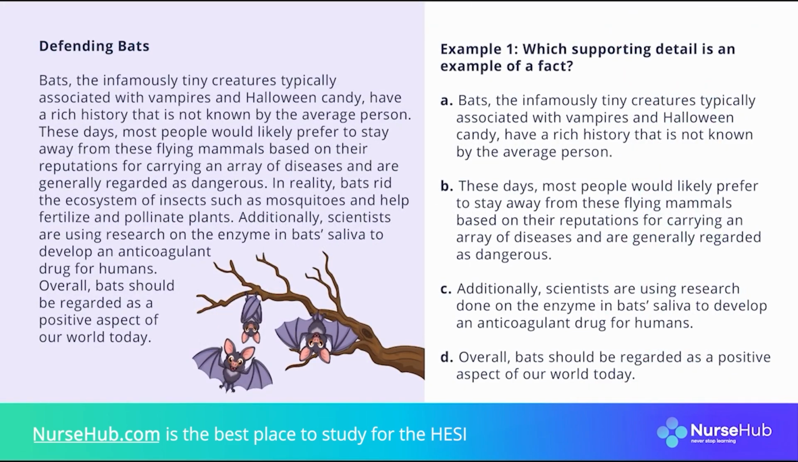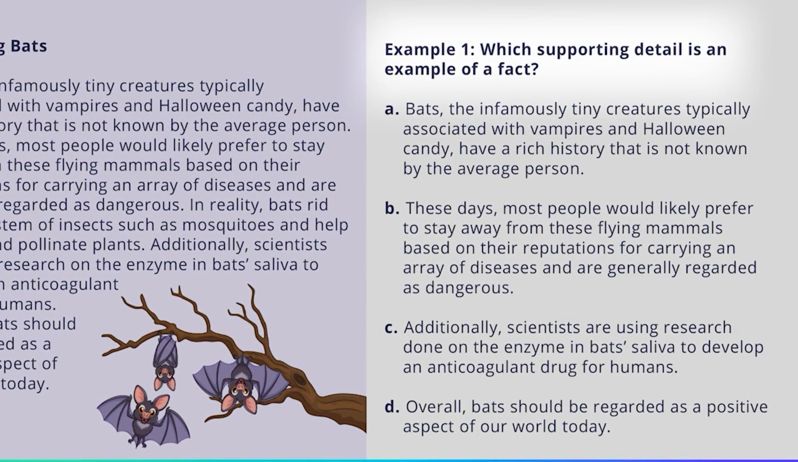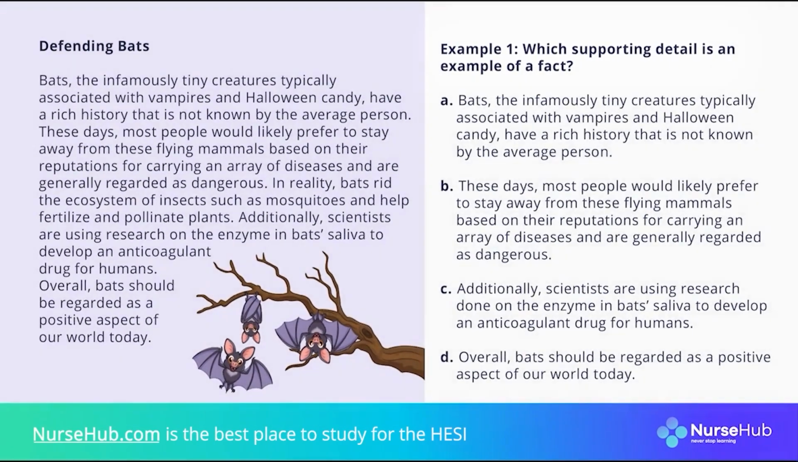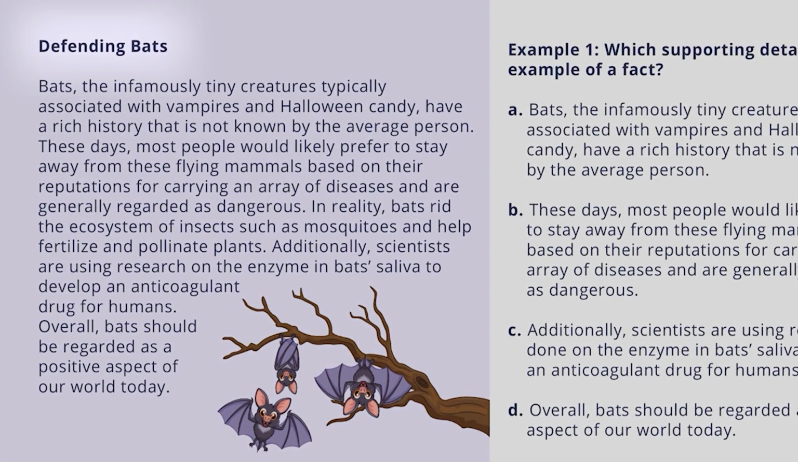Okay, so let's dive into an example that's a little bit more lengthy. What we're going to do is start by reading our question. So our question is, which supporting detail is an example of a fact? So what we're going to do is read through this paragraph. We're going to think about which details are facts, which details are opinions, and then we're going to dive right into those answer options. So this is titled Defending Bats.